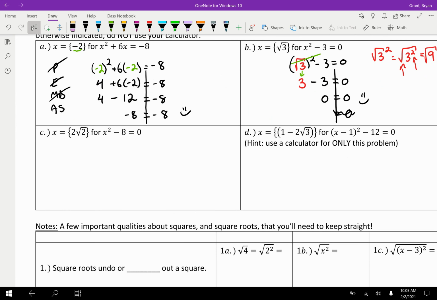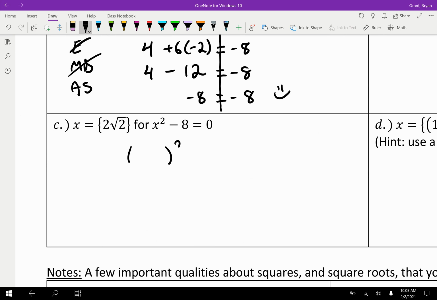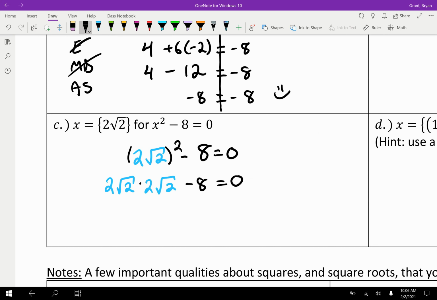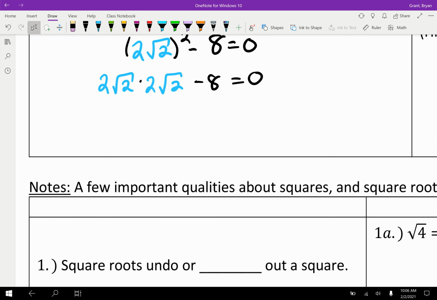All right, this one is a little bit trickier for sure. Let's see how we can do this. We're going to replace the x with a little bit more complicated of an expression, 2 square roots of 2 here. And I'm going to be pretty tricky here. I'm going to take 2 square roots of 2, and I'm going to write it times itself. 2 square roots of 2 times 2 square roots of 2 minus 8, and we're going to see if that equals 0. Doesn't seem like it so far, but we may have to simplify a little bit more. We're going to get more creative.